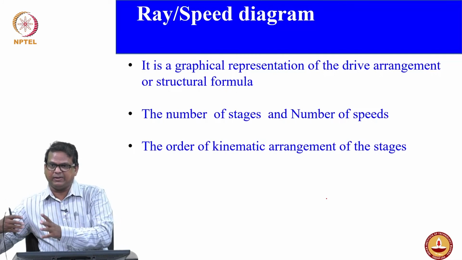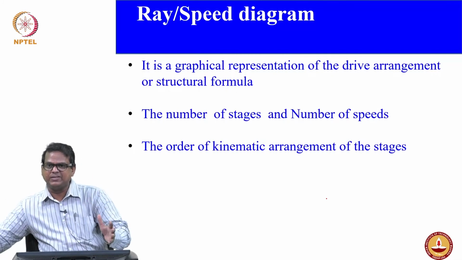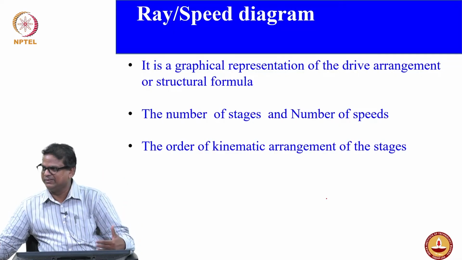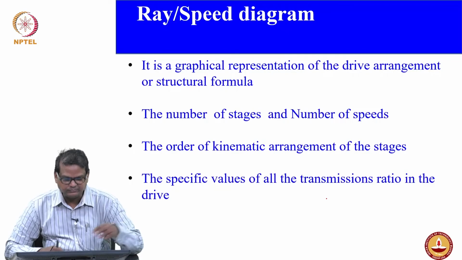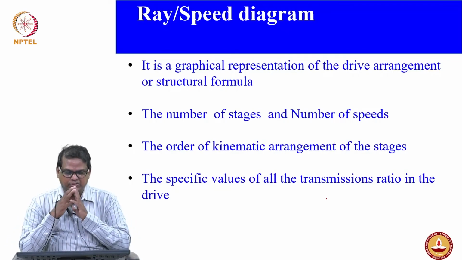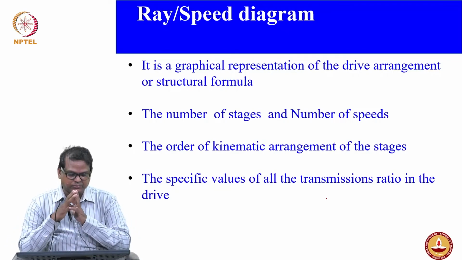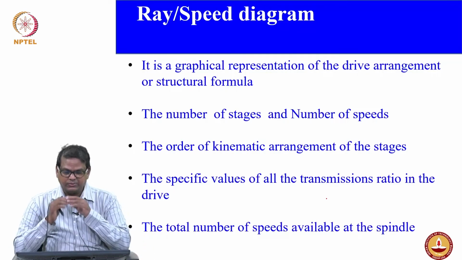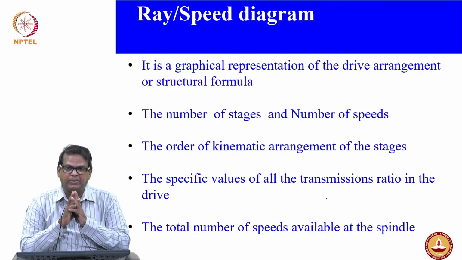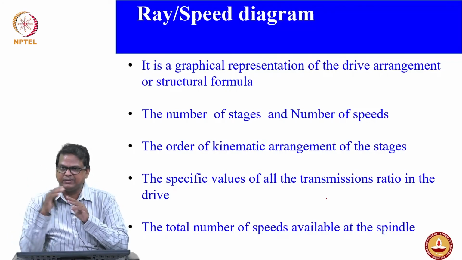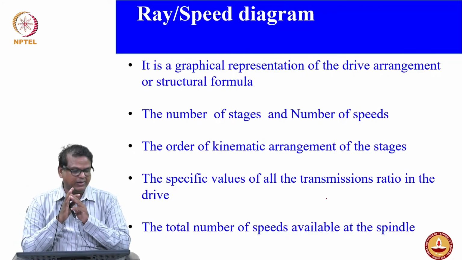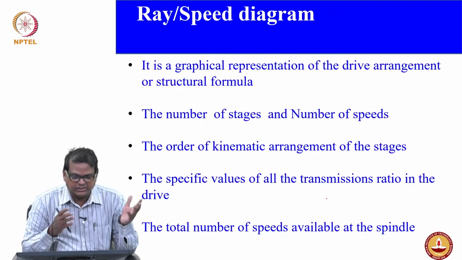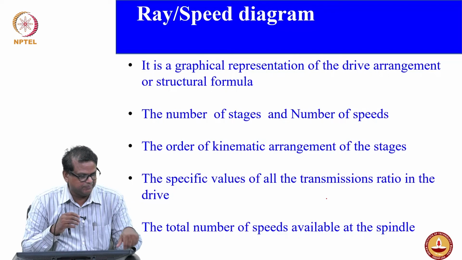When you say kinematic diagram, it means the arrangement of the gears on each shaft for each stage, and the specific values of all the transmission ratios in the drive can be observed, and the total number of speeds available at each spindle can be observed or inferred from the ray diagram, which is sometimes called the speed diagram.